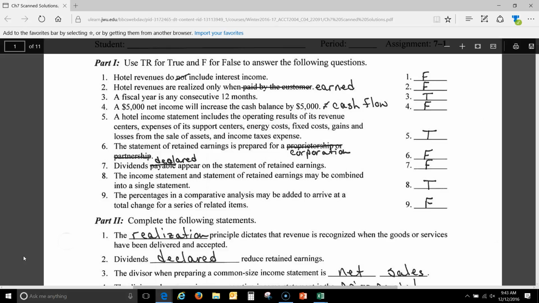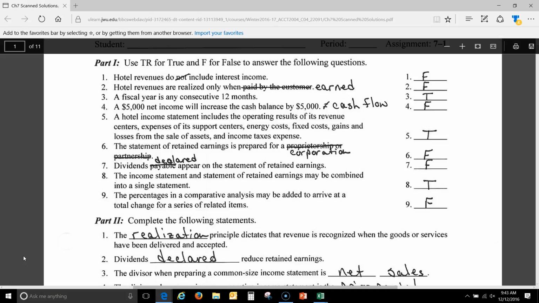False. What would make it true is if we just scratch out the word not. First one's false. Okay. All right, number two.